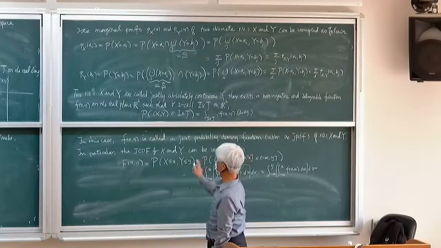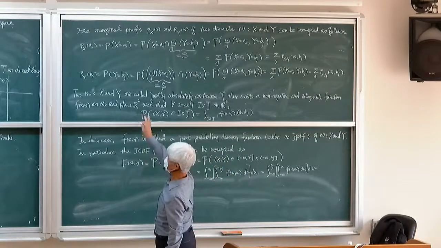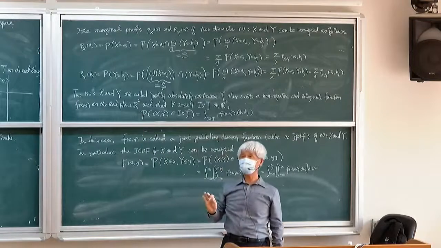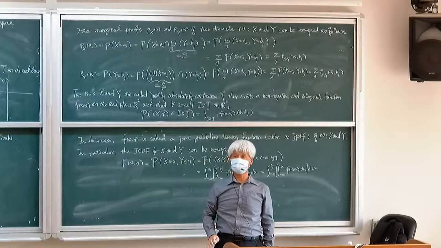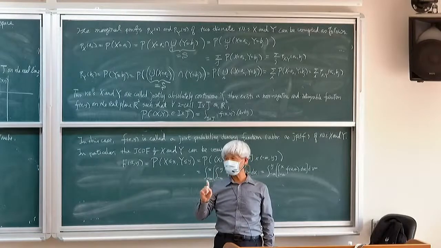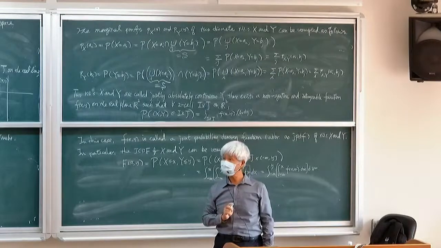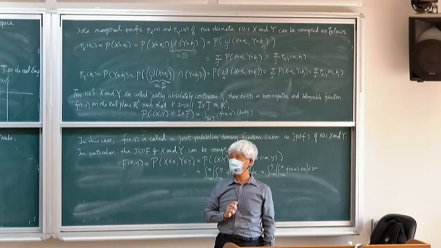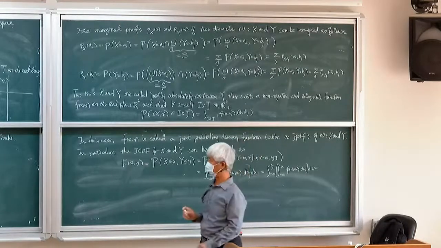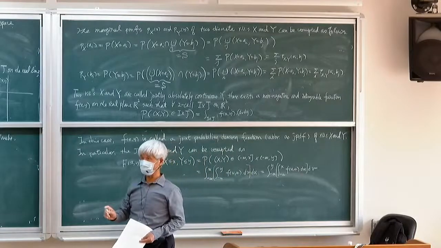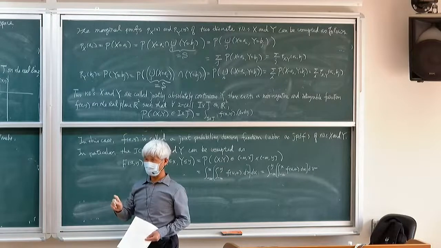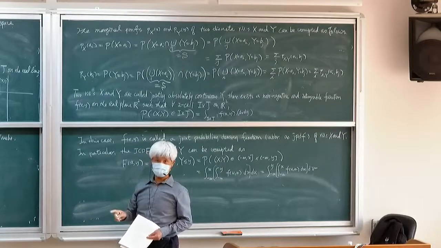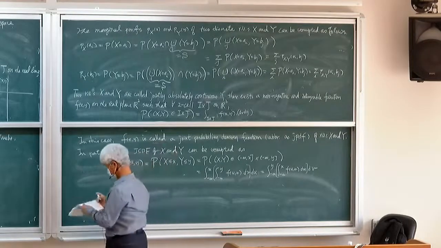Now, if X and Y are jointly absolutely continuous, the next question is: are X and Y absolutely continuous by themselves? And if the answer is yes, how do we compute the PDF of X and the PDF of Y?